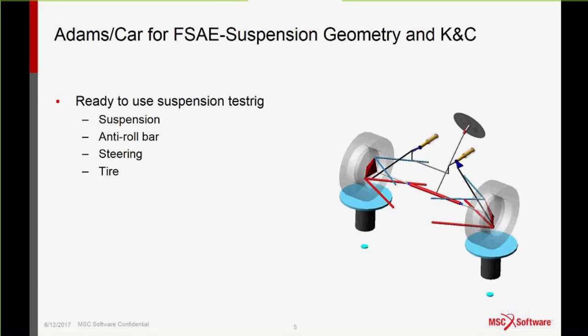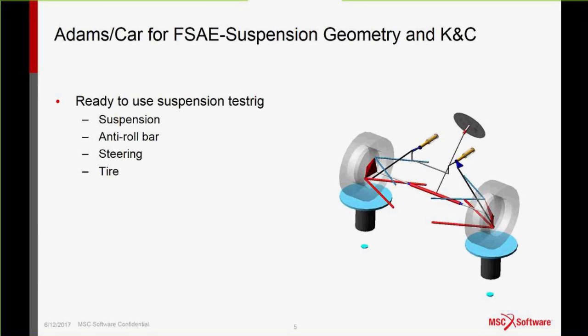So next, I'm going to break down these topics and show you how we use this in the Formula SAE design. What I'm showing you right now is the suspension test rig in Adams. We use this when we first started creating the wireframe or defining the hard points of the suspension. In this test rig, you can add a suspension system, your anti-roll system, and the steering system. And if available, you can also include the tire model in this suspension test rig.